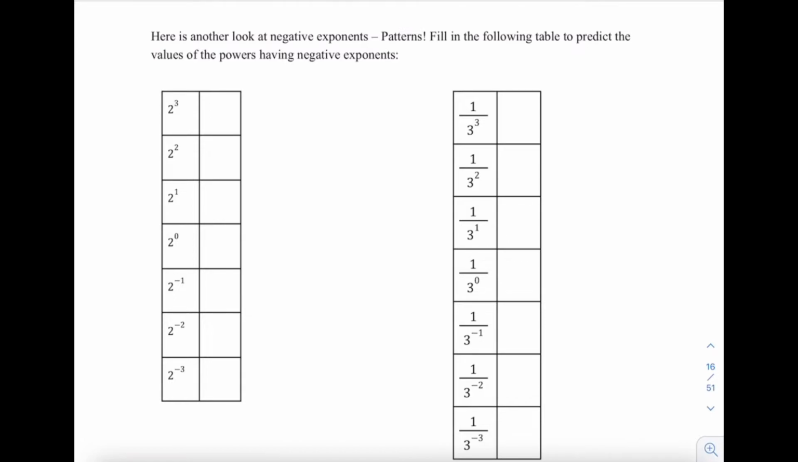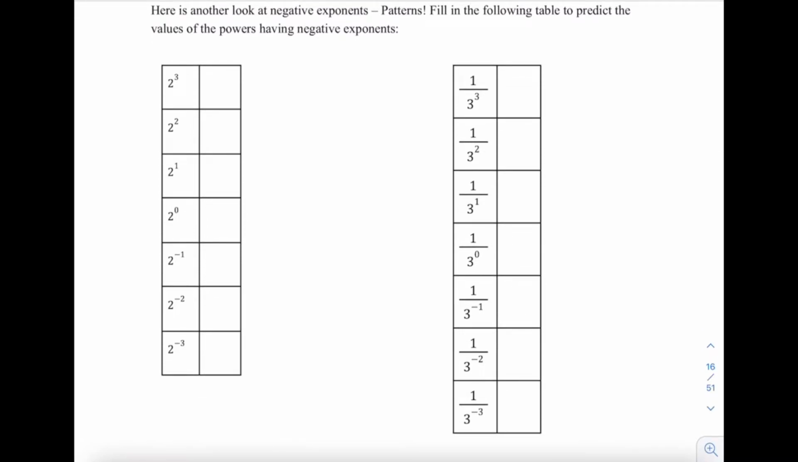Let's look at the patterns here. We're going to do this by evaluating. So 2 to the power of 3 is 8. 2 to the exponent 2 is 4. 2 to the exponent 1 is 2. And 2 to the exponent 0 is 1, which we've seen previously. So what we'll notice is that every time my exponent goes down by 1, I divide by 2. So what happens when I get into the negative exponents? Well, the pattern should still stay the same. I divide by 2 every time.